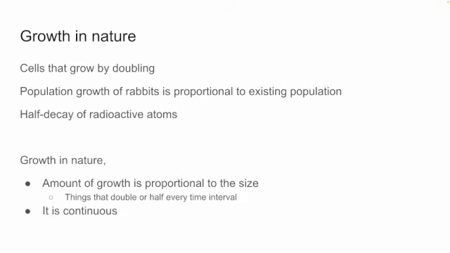There are things in nature that grow in proportion to their size. For example, cells that grow by doubling. Or rabbits, which grow by reproducing. The larger the size you start with, the larger the growth. Or if we talk about radioactive decay, where a large atom disintegrates into smaller ones, the amount decides how much decay happens. So we are talking about growth that is proportional to the size and is continuous. For example, things that double or halve per unit time, and we'll talk about the continuous part later.